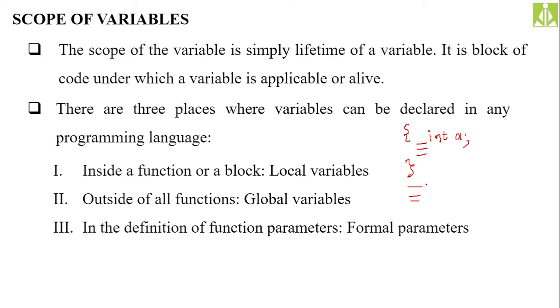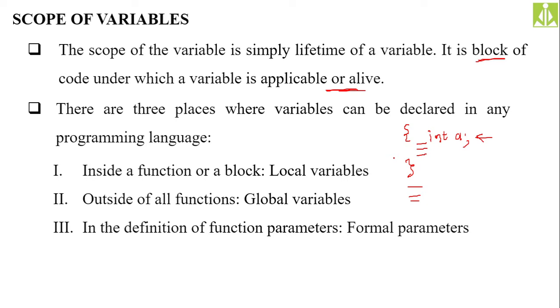You cannot access it. If you have declared a variable within a block and you try to access that variable outside the block, you will get restricted access, or in short, we can say no access. There is no access to this particular variable A outside of this block. So it is the block of code under which a variable is applicable or alive. Lifetime is nothing but a block of code. It is the block to which the variable's lifetime is restricted, where the variable is alive.